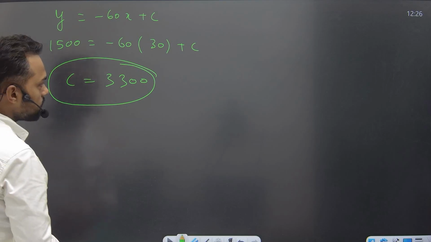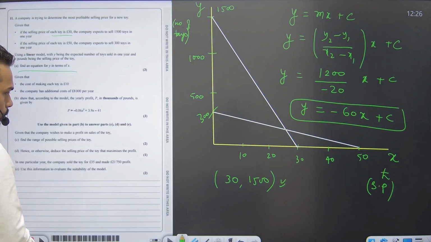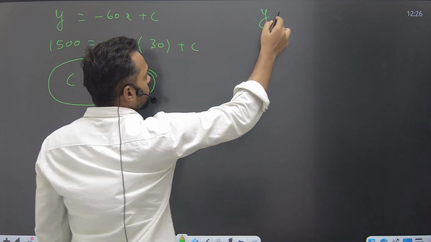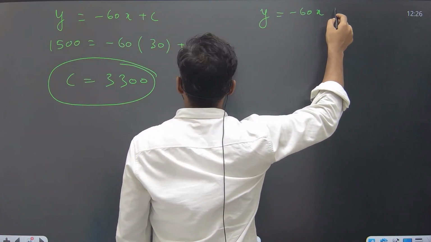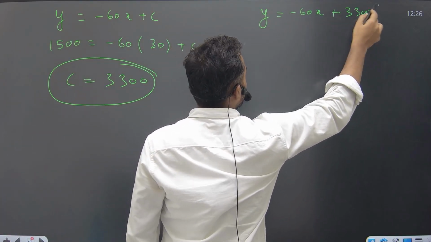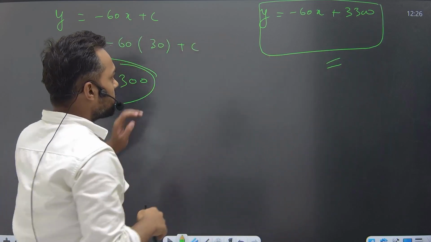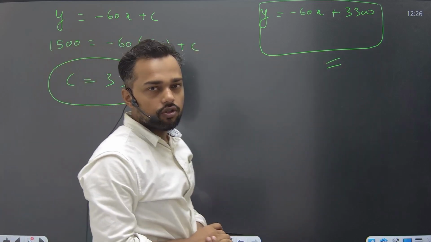Okay, so our original equation will be, students, y equals minus 60x plus 3300. This is our equation. So we can say that this is our equation for y in terms of x.